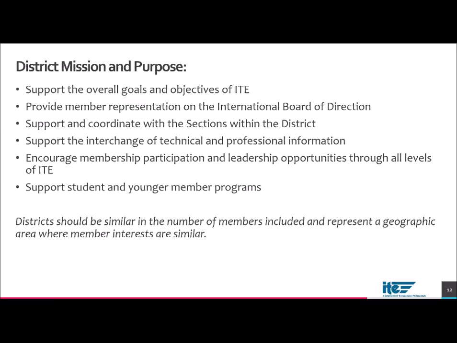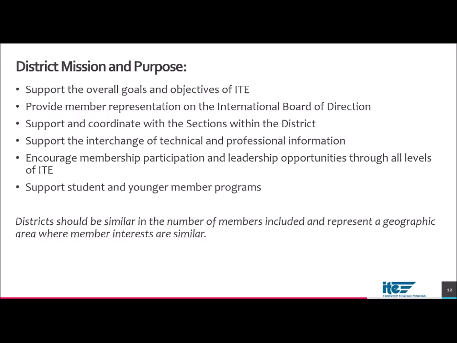And that's at the district level, which is the level that provides representation on the international board. So those international directors are elected at the district level. Further, the district's mission and purpose is to support and coordinate with the sections within the district. As I mentioned earlier, it's the districts that charter the sections, and broadly to support the interchange of technical and professional information throughout the district. Some of that's done directly through the district's own meetings. Other aspects of that are by supporting and coordinating with its sections.